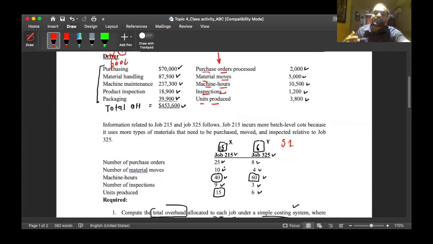Now, step 4, allocate, right? Allocate is simple. If you make job 215, it requires 25 orders, 10 material moves, 40 machine hours, 9 inspections and 15 units produced. So simply multiply by the rates you calculated in step 3, and make sure you use the right rate for the right factor, right? Don't mix or match wrong, otherwise your answer will be wrong. Same thing for jobs 3 to 5. All right, so now calculate overhead cost using activity-based costing.